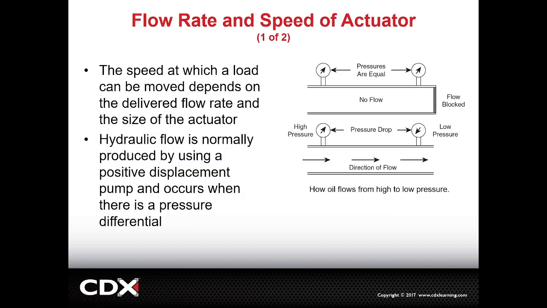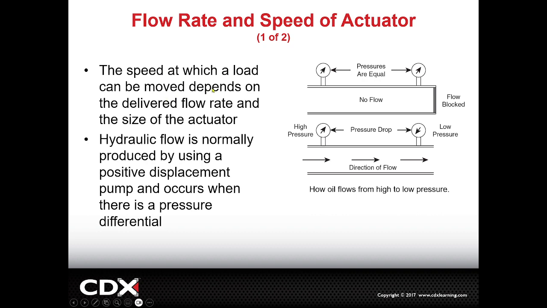Here we're talking about flow rate and speed of the actuator. This is where I have a little bit of trouble accepting that it's in direct proportion. I'm looking at the PowerPoint here, and I guess you are too. I have some notes that I want to read after talking about this. The PowerPoint says the speed at which a load can be moved depends on the delivered flow rate and the size of the actuator. Well, that kind of makes sense to me. But if the actuator is much larger, the flow rate's going to slow down. And I'm not so sure that you're going to get that 1-to-1 ratio. But we will keep it as it is.